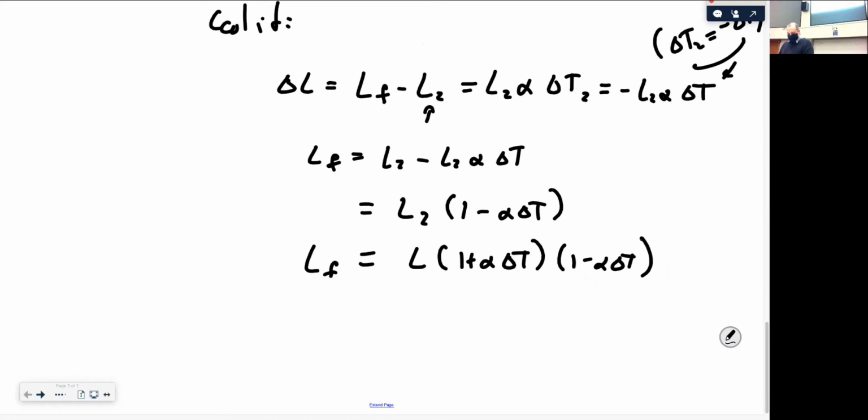Okay, well, this is L1. I can merge those two. This is actually 1 plus 1 minus alpha delta T squared, right?